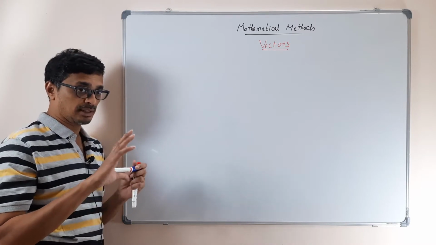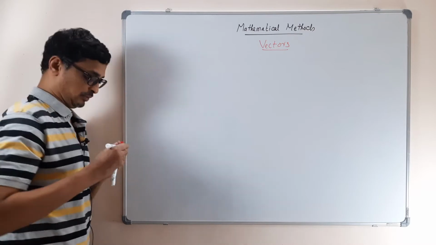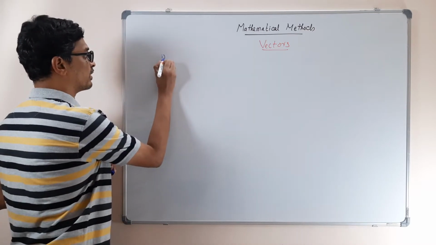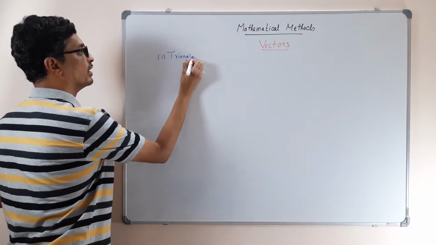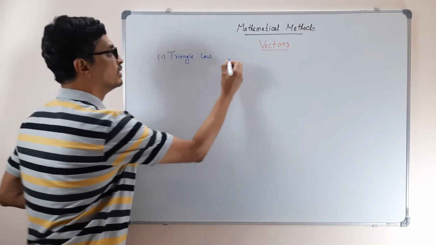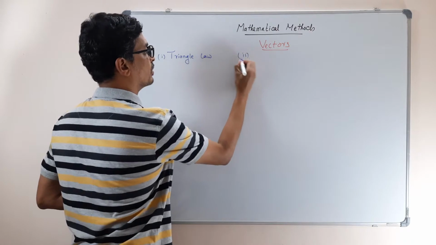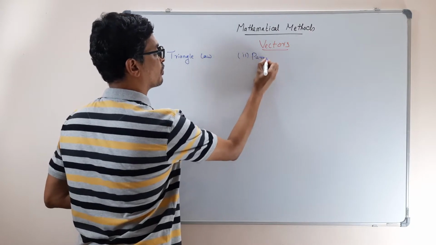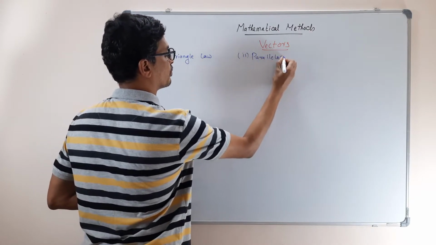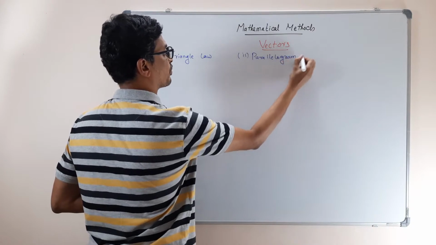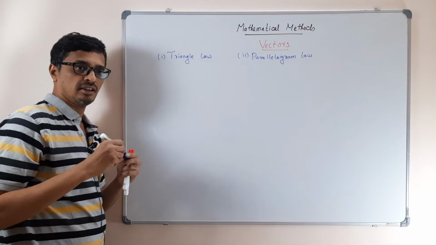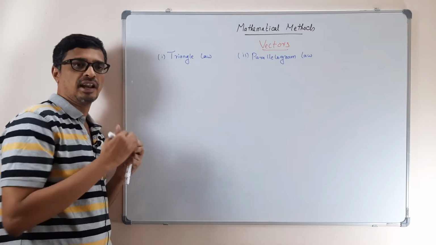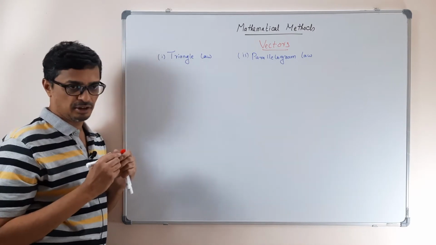Vector addition can be described by two laws. So the first one is what? Triangle law. And another one is parallelogram law. Actually, in fact, both the laws are the same. This is just a convenience for how you can add up. Whichever way you can add it, you can use it.